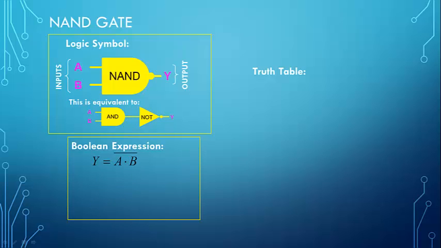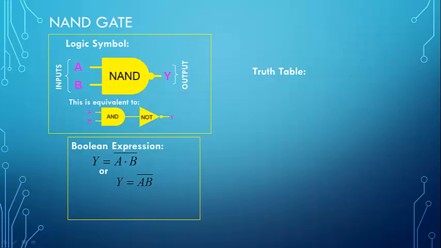The Boolean expression for a NAND gate is Y equals A ANDed with B, with a bar over the entire product. That bar needs to be over the entire product, not over the individual pieces. Later, when we learn about De Morgan's theorem, we'll learn that A ANDed with B inverted is not the same as A inverted ANDed with B inverted. So it is very, very important that this inverter bar spans the entire product.